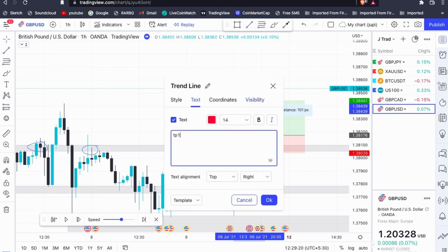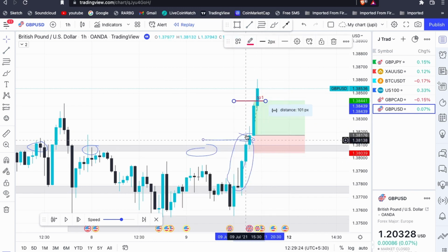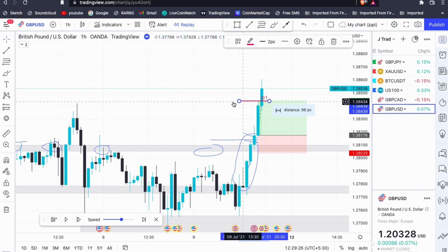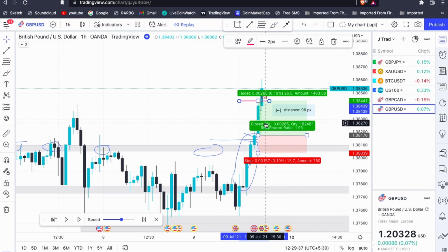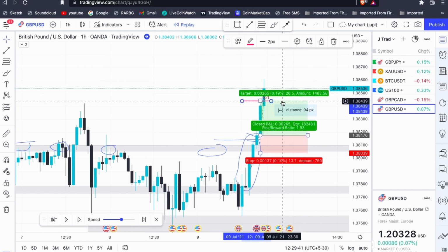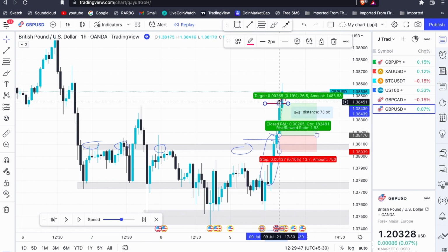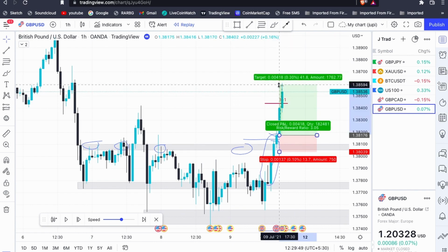Let's add a text over there. That will be my TP1, and my TP2 will be 1:2. For TP1 we can look into this previous resistance, so we can take a profit over there, or you can follow your strategy. Since it's 1:2, that will be 26. If it's 1:3, that will be 13 times 3, about 40 pips. So let's head for 40 pips.